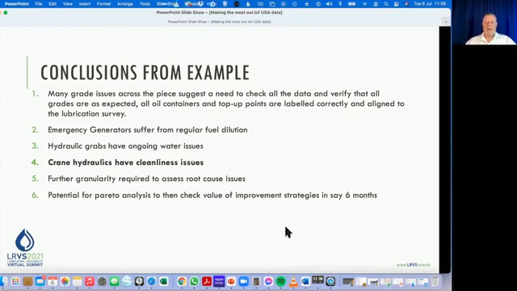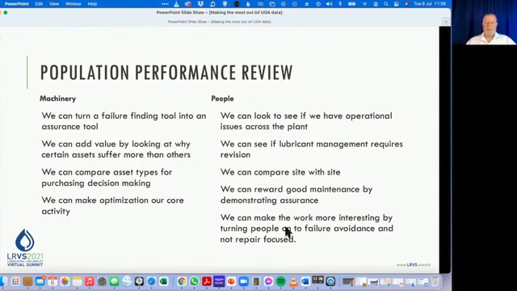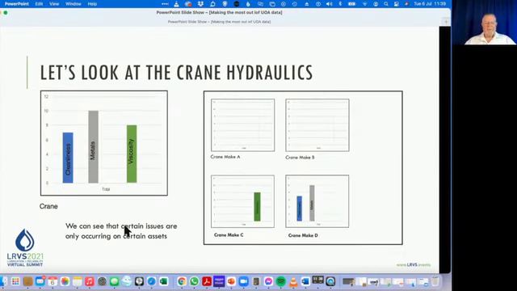So if we look now at the cranes, this is the headline data here. But when we split them out into the manufacturers, we see that actually crane make C has had 8 examples where viscosity isn't good. We've also got issues around crane make D, where cleanliness and metals. So we've got different issues on different crane types, which means now we can really dive in and try and understand what's the case there.